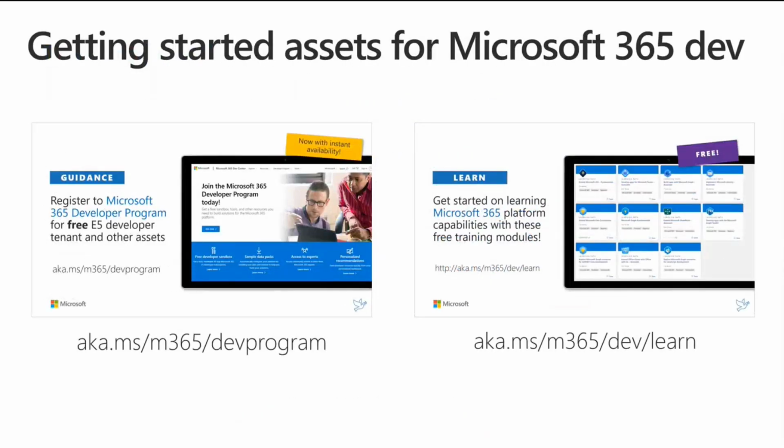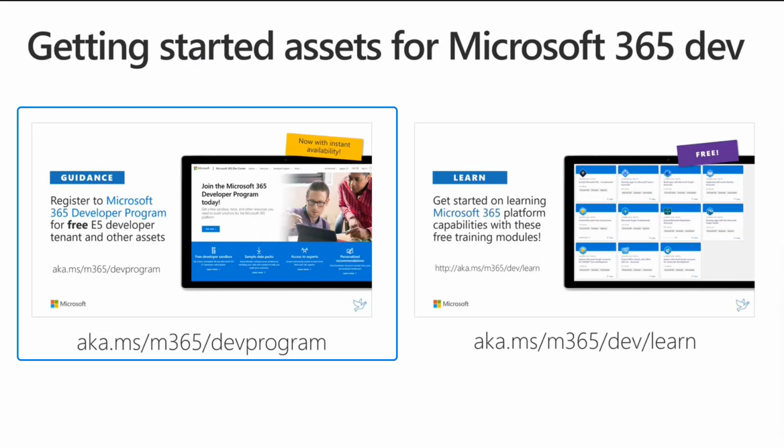Now, we do have a lot of getting started assets for Microsoft 365 development. First of all, the first thing should always be signing up for the Microsoft 365 developer program by using aka.ms/m365devprogram. You will get a free tenant, which will renew automatically in 90 days as long as you use it for development purposes.